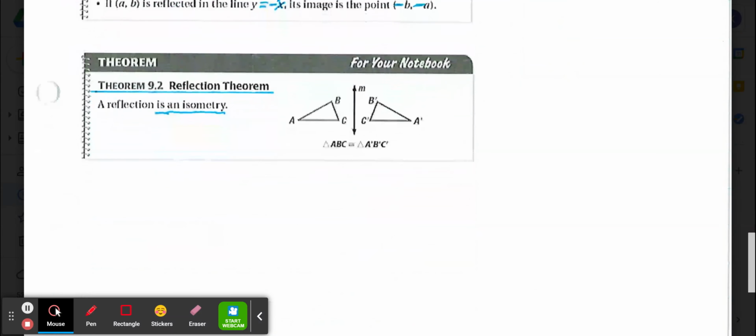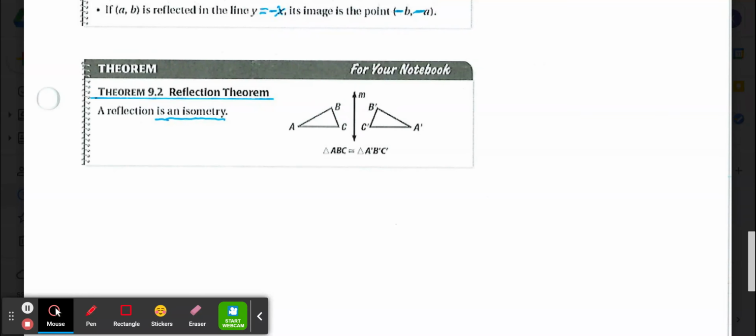And then we get to our last idea for this lesson, which is the reflection theorem 9.2. Theorem 9.2 simply states a reflection is an isometry, meaning any figure we reflect will be congruent to its original preimage.